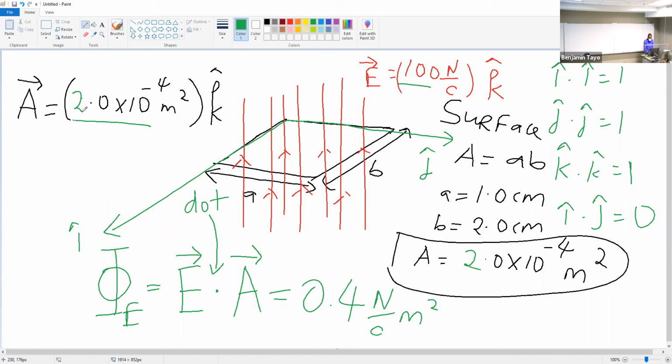Now, should this be point? Let's go back and double check this answer here. So what should this be? This is 2.0 times 10 to the negative 4 times 100. So that should be point. Is that correct? Yes. 0.02 Newton.